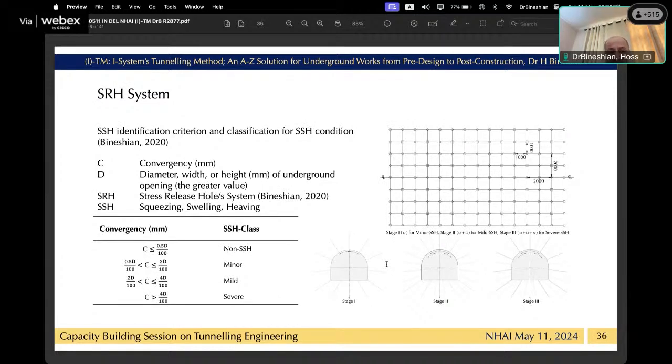SRH, or stress release hole system, is only proposed and applicable in ITM, which helps you in squeezing, heaving, and swelling tunnels, on how to move ahead. If SRH, or better to say ITM, had been used in Silk Yara, it could never have happened. It could certainly never have happened, because SRH not only provides you the measures to apply, but those measures are also very low cost and very easily applicable. And also in the maintenance phase, it will help you with how to do the reaming.